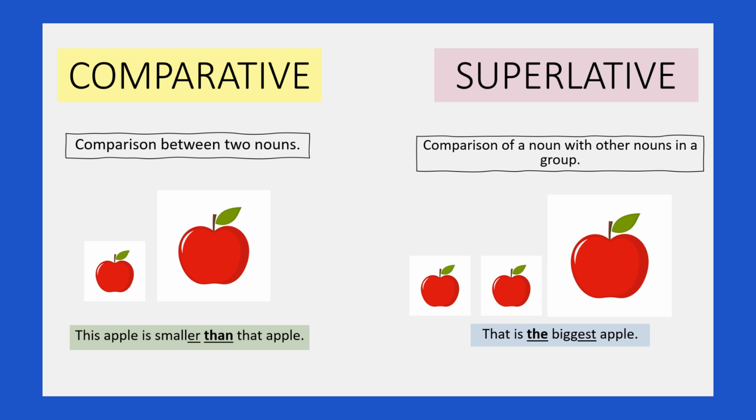A comparative adjective is used to compare things or people. Comparative will be used to compare two nouns, okay? So we will compare one with the other. For example, this apple is smaller than that apple. Please notice that the adjective ends in er and is followed by than.